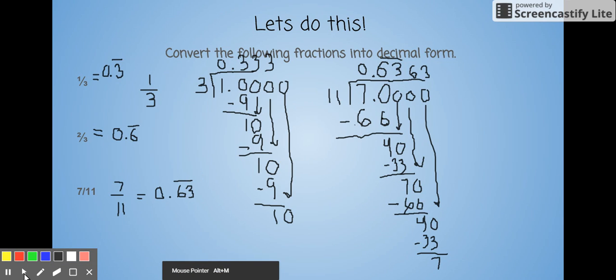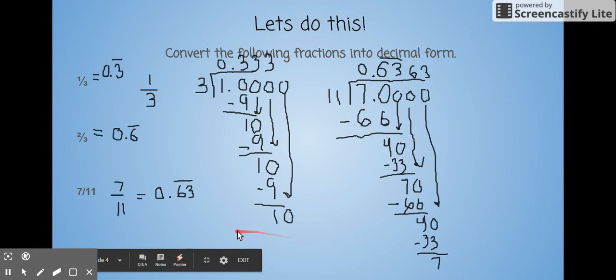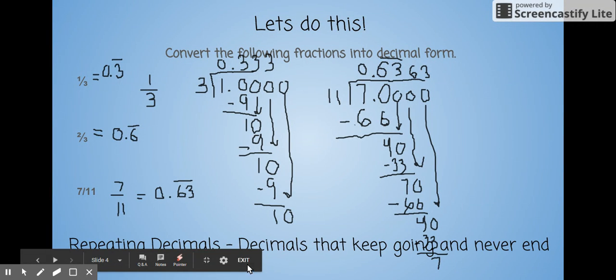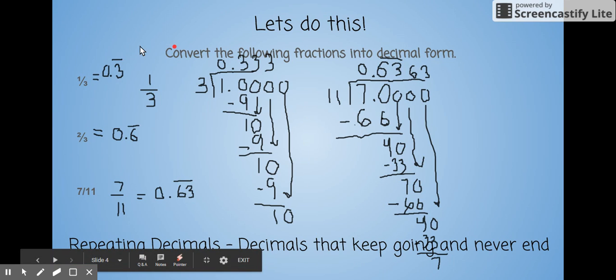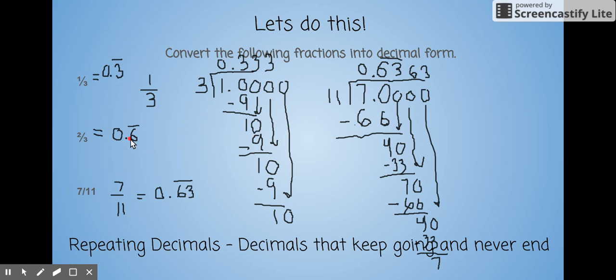So we have a name for these types of decimals. The name for these types of decimals is repeating decimals. And that would be decimals that keep going on and on forever and they never end. So like in the first one, the 3 will keep repeating forever and ever. The second one, we had the 6 repeating, and the last one, we had the 63 repeating.